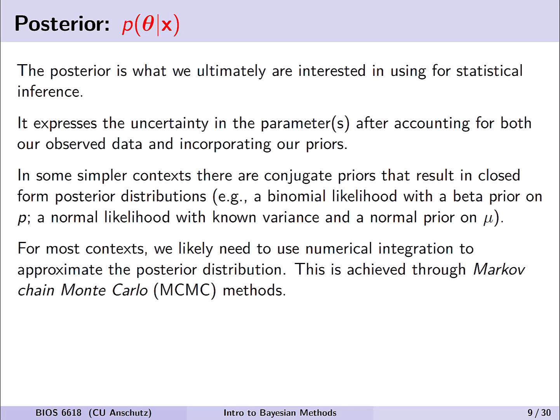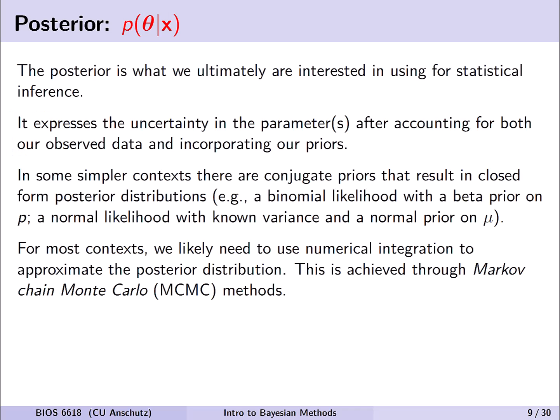Now finally, the quantity that's probably of most interest for us for inference is the posterior, or the probability of theta given our data x. Now, this posterior is ultimately going to be used to express the uncertainty in our parameter or parameters if estimating multiple, after accounting for both our observed data and incorporating the priors we'll specify in our models.